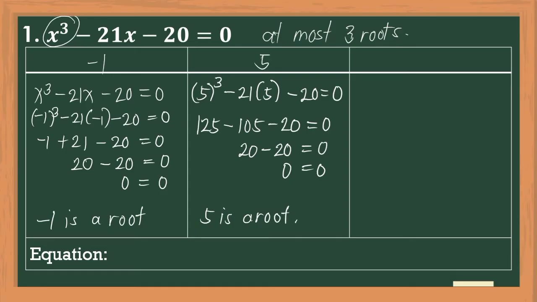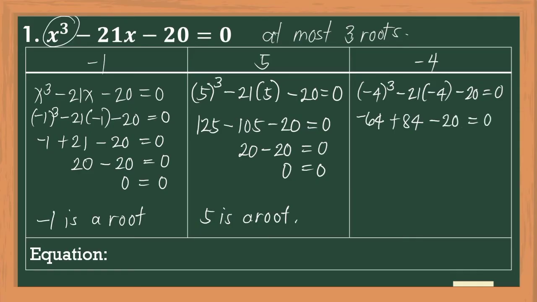So yung last root natin is negative 4. So negative 4 raised to 3 minus 21 times negative 4 minus 20 equals 0. So negative 4 raised to 3, that is negative 64. And then negative 21 times negative 4, that is positive 84 minus 20 equals 0. And then negative 64 plus 84, that is positive 20 minus 20 equals 0. Again, 0 equals 0. Therefore, negative 4 is a root of the given equation.